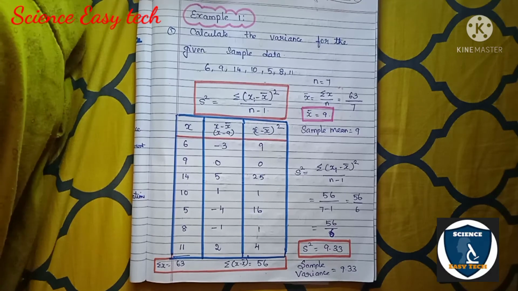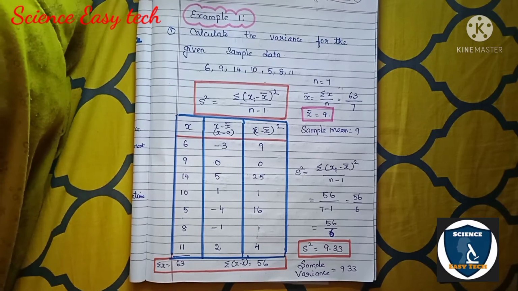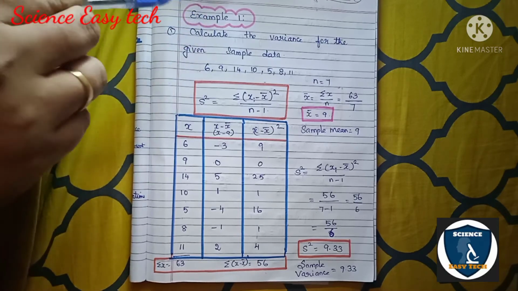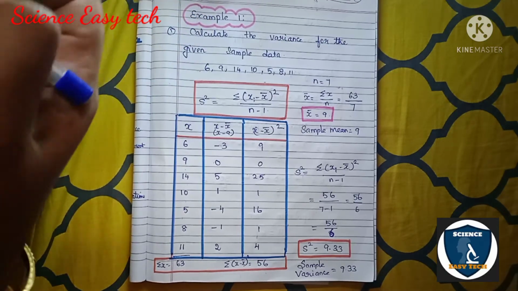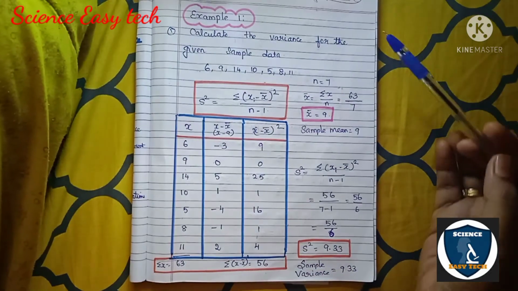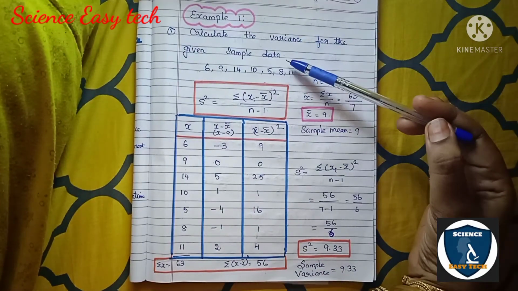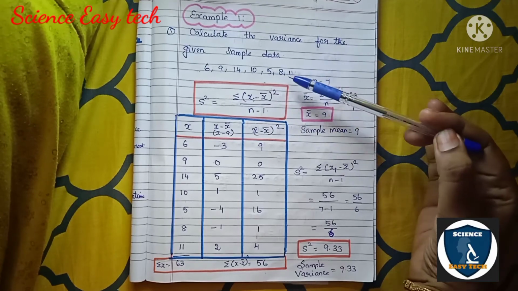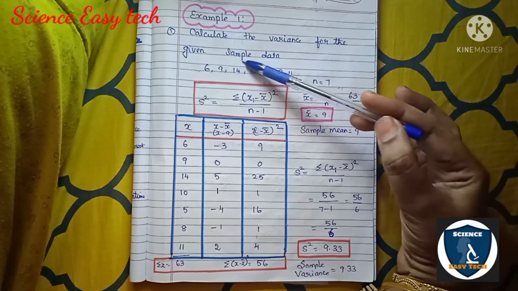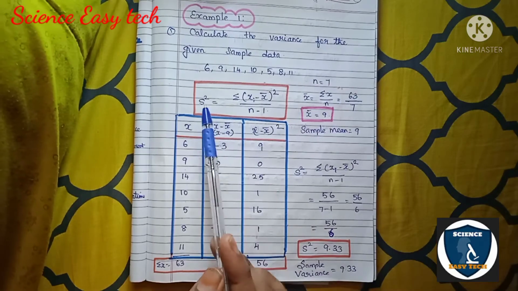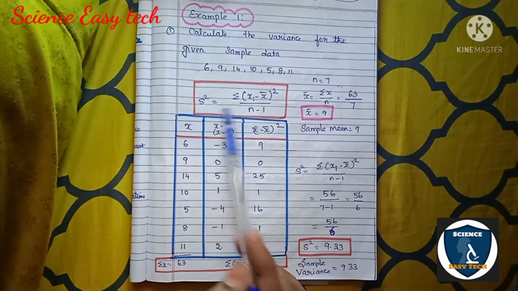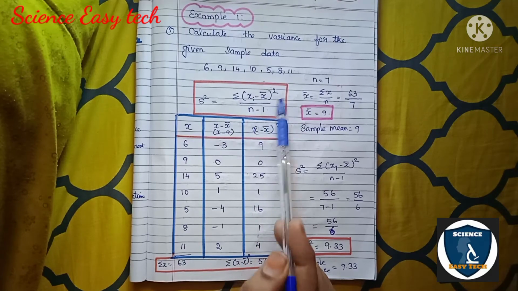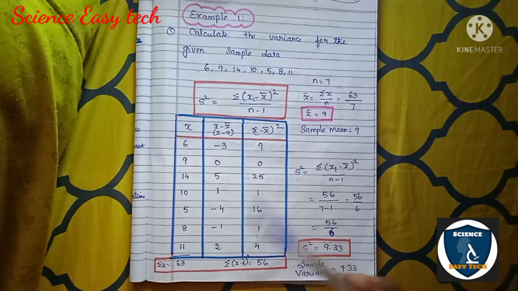All the explanations will be better understood by this example. Whatever explanation I have given till now can be better explained by means of these illustrations. Calculate the variance for the given sample data. So you have to use the formula s square is equal to summation of xi minus x bar whole square divided by n minus 1.